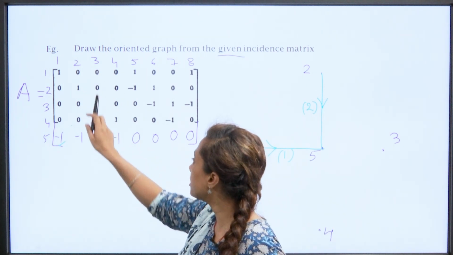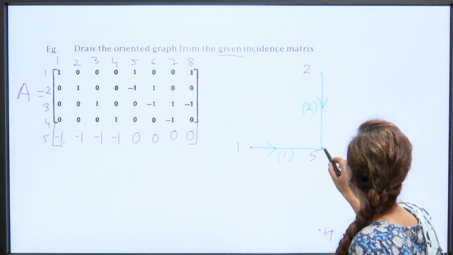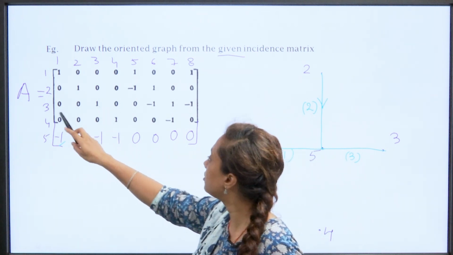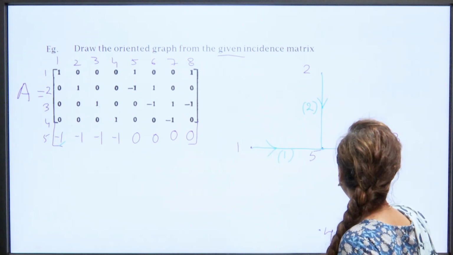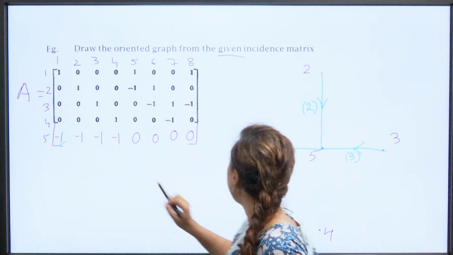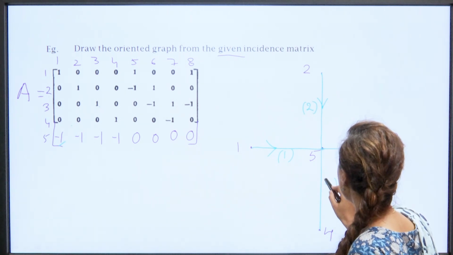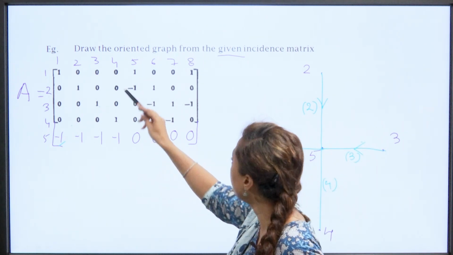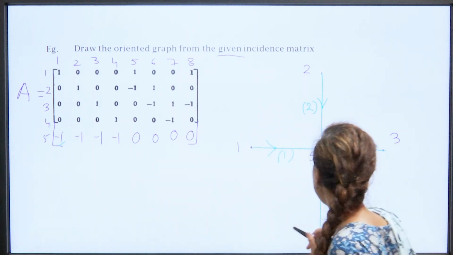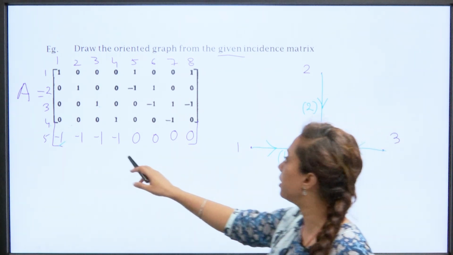For the third branch it is in between node number 3 and node number 5. 3 and 5 is branch number 3. For the orientation, 3 is positive, it means for the third it is outward. For the fourth branch it is in between 4 and 5. 4 and 5 is connected like this, it is branch number 4. For the orientation, the fourth node is +1, so for the fourth node it is going outward. For the fifth it is incoming.